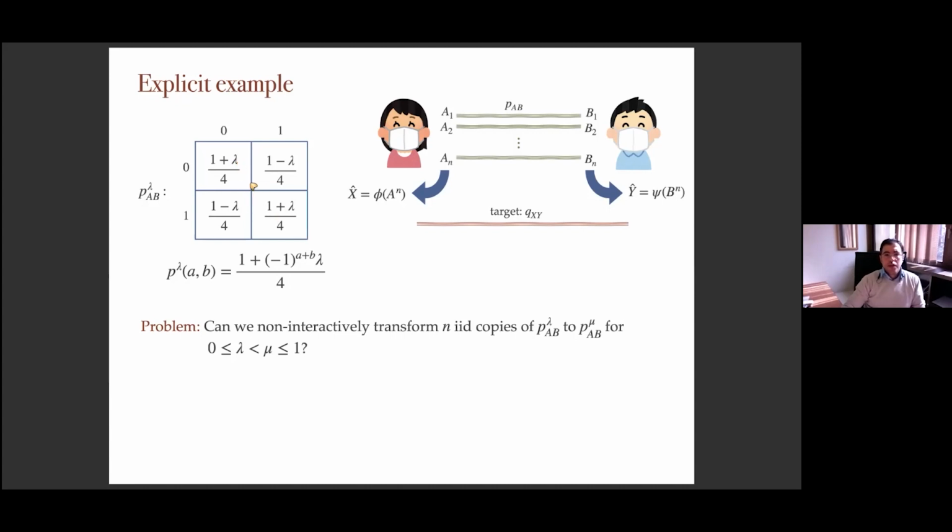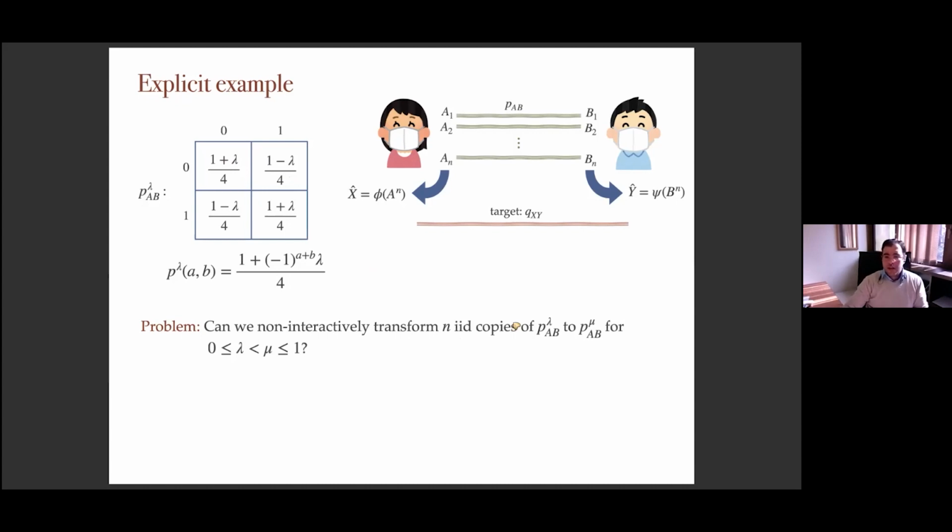this distribution would be just the perfect shared randomness that we had in the previous slide, because the off diagonals would be 0 if lambda is 1. If lambda is 0, the other extreme case, the joint distribution would be the uniform distribution over 2 bits. So there is no correlation between Alice and Bob. It's the same as Alice tossing a coin by herself, and Bob doing the same. So the larger lambda gives me more correlation.